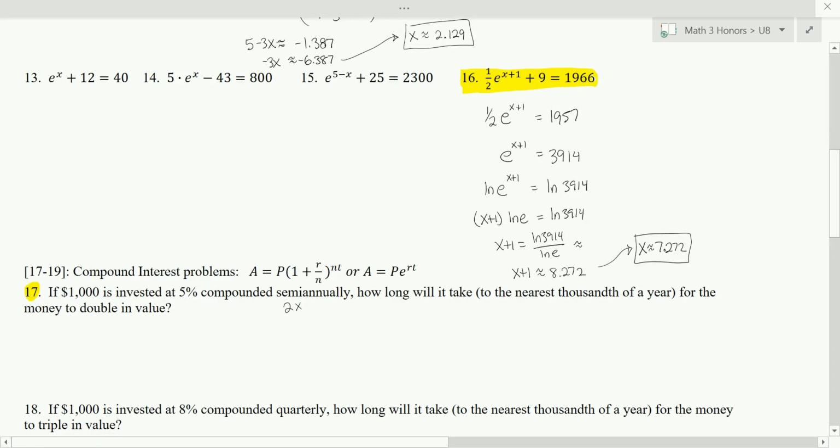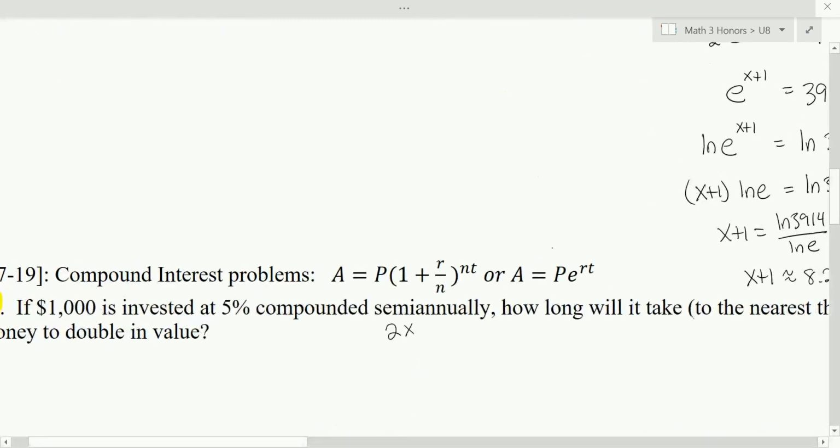Okay. If you start with 1,000, you want to double that money. Now there's two formulas here. The second formula is for compounding continuously. So if you see a problem that says it compounds continuously, you're going to use that formula. Otherwise, by default, you're going to use this one. Okay. So you know what it means to compound.